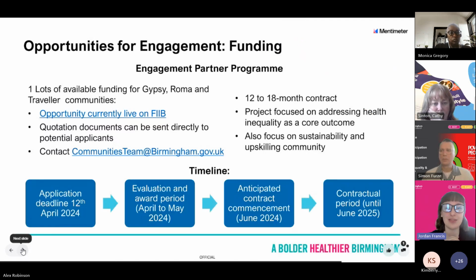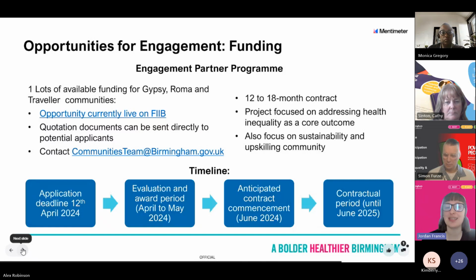I really want to highlight that at the minute, we do have an open opportunity for some engagement work. We're looking to work closely with a community organisation that is either representative of or already works closely with Gypsy, Roma or Traveller communities. It's a 12 to 18-month contract that focuses on projects addressing health inequality and also looking at sustainability and upskilling the community, involvement with different council forums.